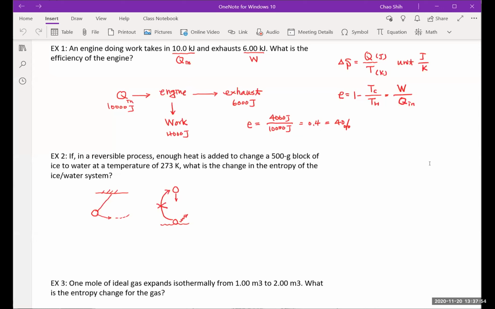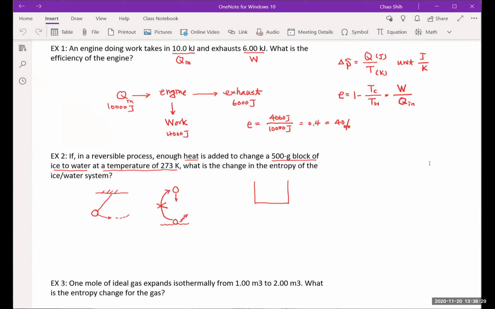Okay, so let's just look at this problem. This problem said we have to have some heat added to change what? To change this block of ice to water at this temperature, 273 degrees Kelvin. That is 0 degrees Celsius. But we know the ice is going to become water at that temperature. So this is what happened.